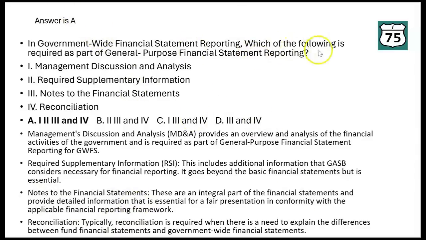This question just asked, though, which of the following is required as part of general purpose financial statement reporting? And it would be MD&A, RSI, the notes, the reconciliation. What else would be required as part of general purpose financial statement reporting? The financial statements themselves, the fund-based financial statements and the government-wide financial statements, like the government-wide statement of net position and the government-wide statement of activities.